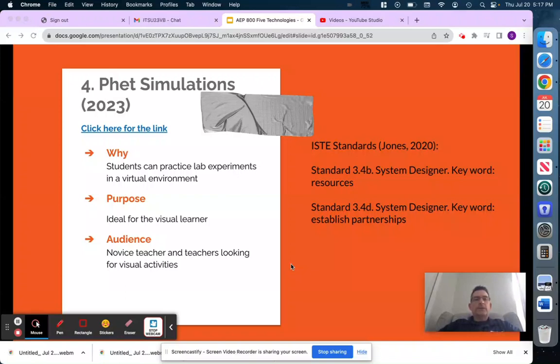This is my number four. This is the PhET Simulations. I would say really a classic in a science classroom. We'll talk about that later, but the reason why I listed this is because students can practice lab experiments in a virtual environment. It's ideal for the visual learner.